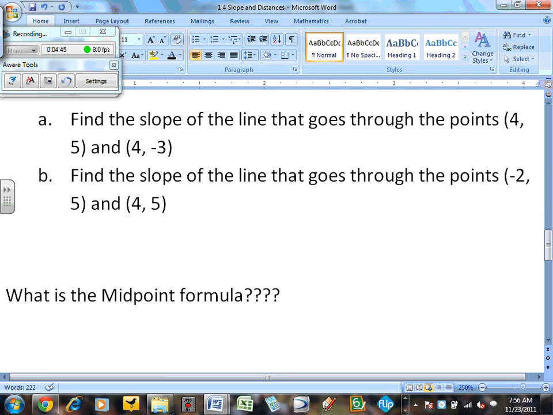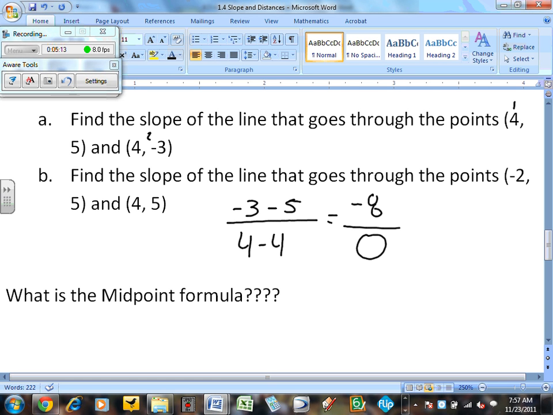Example 3, find the slope of a line that goes through those 2 points. All right, fair enough. We know that it's like this point 1, point 2. We're going to go our y's over our x's. So negative 3 minus 5 divided by 4 minus 4. Negative 3 minus 5 is negative 8. 4 minus 4 is 0. Well, we can't ever divide by 0, so therefore this has a slope that we call undefined. You can't divide by 0.